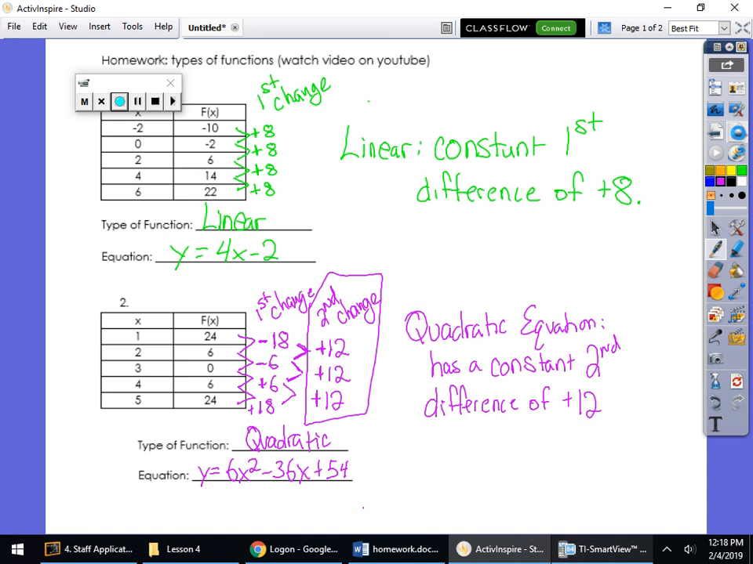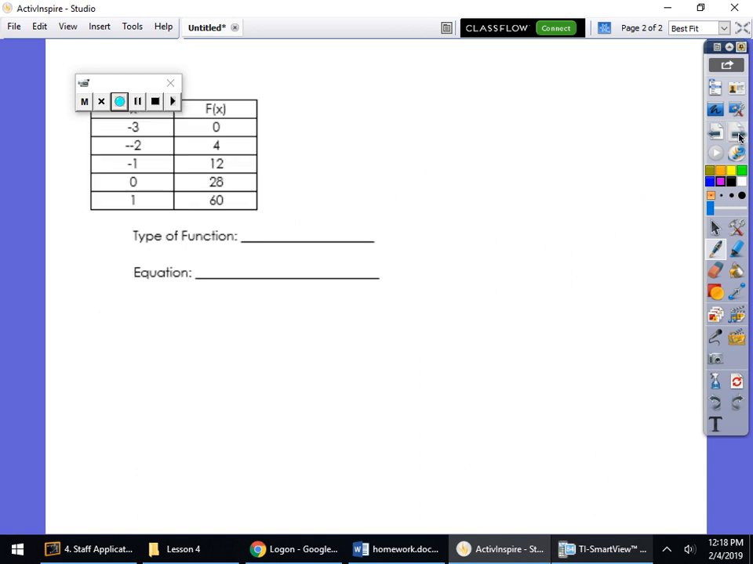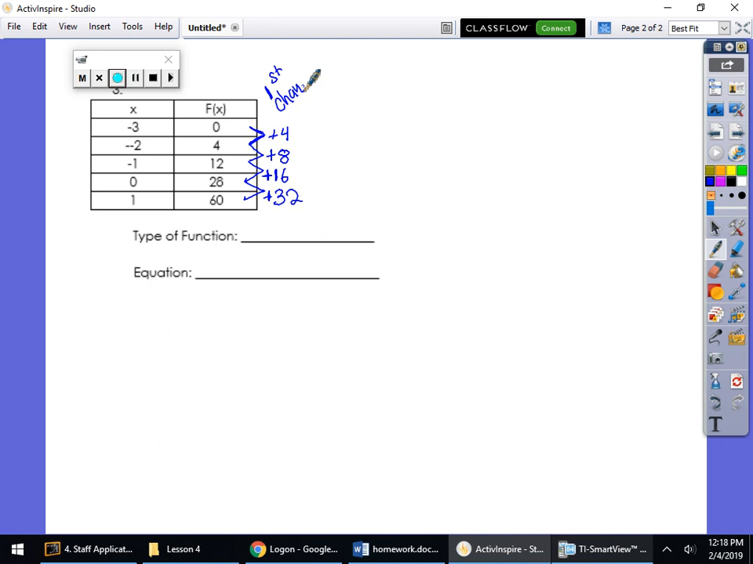In the last one, we have our final table here. For the third table, we look at the pattern again. How do we go from 0 to 4? That's plus 4. 4 to 12, plus 8. 12 to 28, plus 16. 28 to 60, plus 32. So this was our first change, and they're not the same.